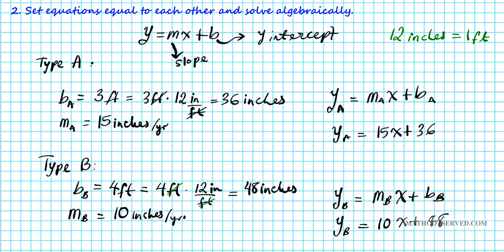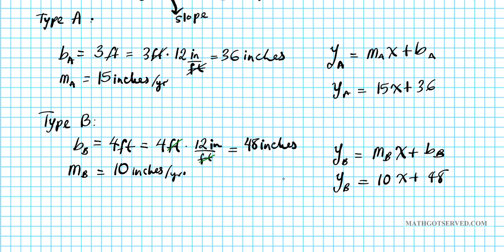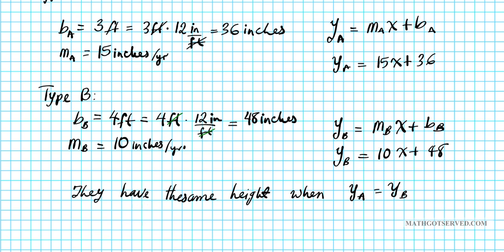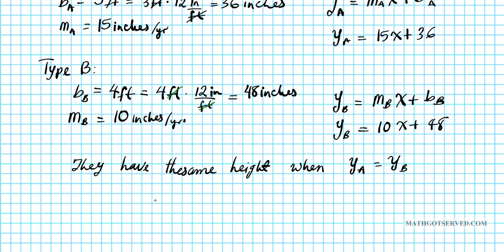Step 2 is we're looking for when the heights are equal. Okay, so when are they going to have the same height? The trees have the same height when the height of A, y of A, is equal to the height of B, y of B. Okay, so what does this mean? We're just simply going to equate these two equations to each other and solve algebraically. Okay, so y A equals y B simply means that 15x plus 36 is equal to 10x plus 48.